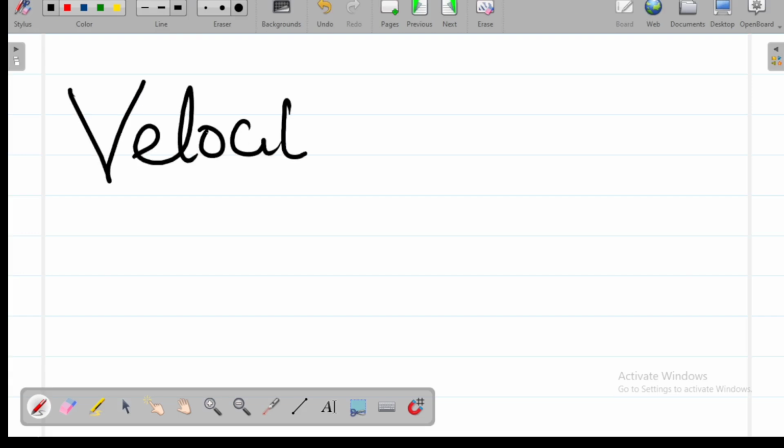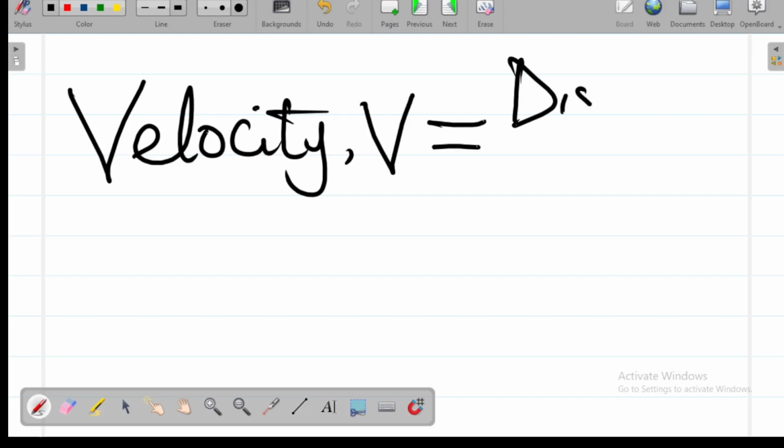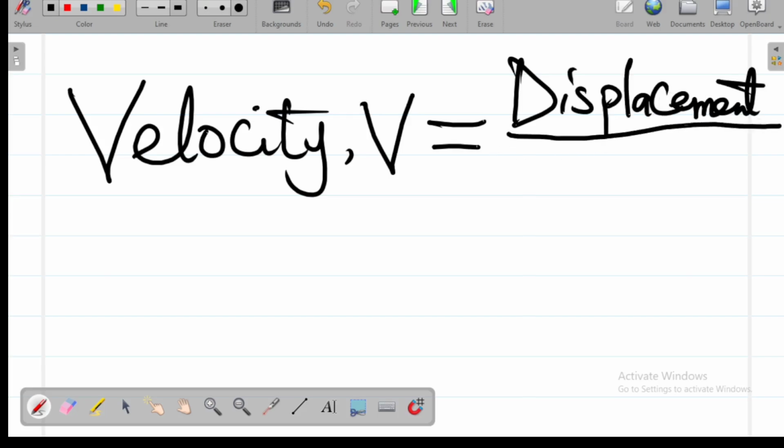The fourth derived unit here is velocity. The abbreviation for velocity is V. Velocity is equal to displacement all over time, displacement divided by time. Velocity is equal to displacement divided by time.